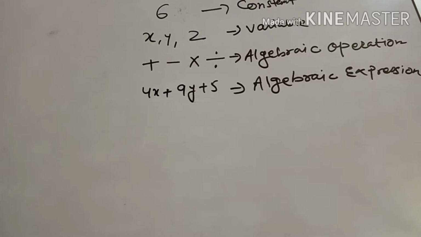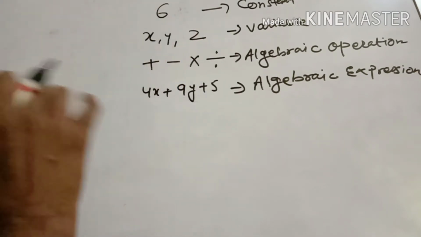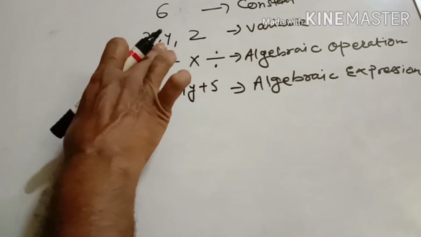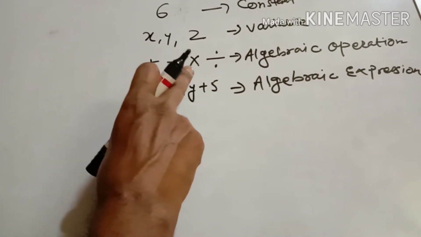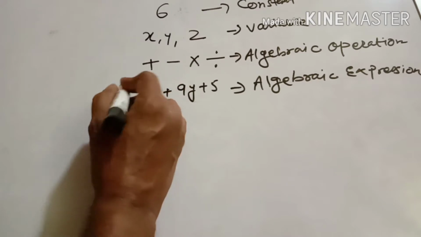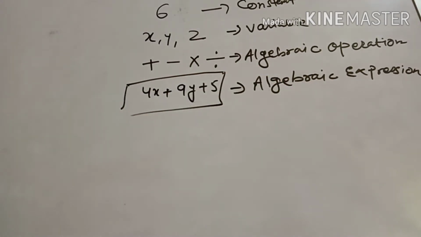Algebraic expression. What does it mean? This is a constant, this value is not going to change. Fixed value. Variable, this value we can find out, and this is the operation, means we can do addition, subtraction, multiplication and division, and these are your terms. So this is known as what? An algebraic expression means a collection of constants and variables connected by one or more of the operations of addition, subtraction, multiplication and division is called an algebraic expression.